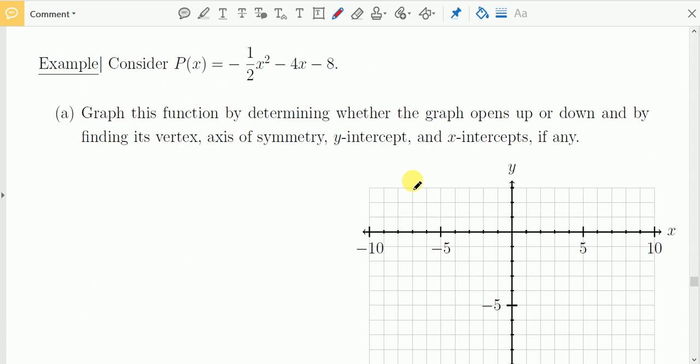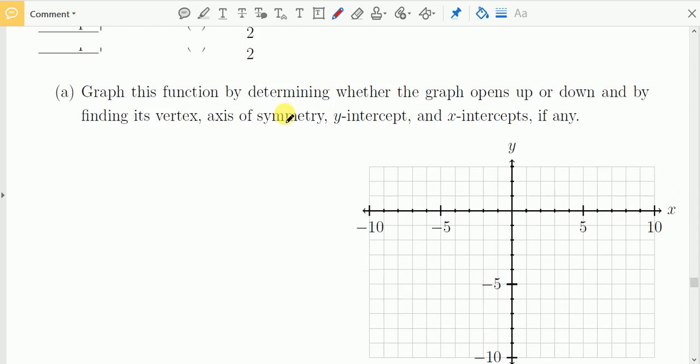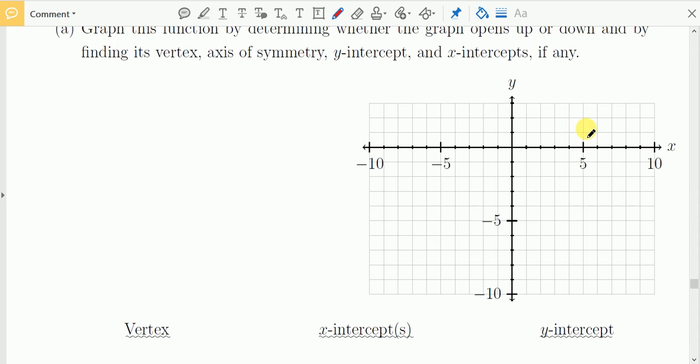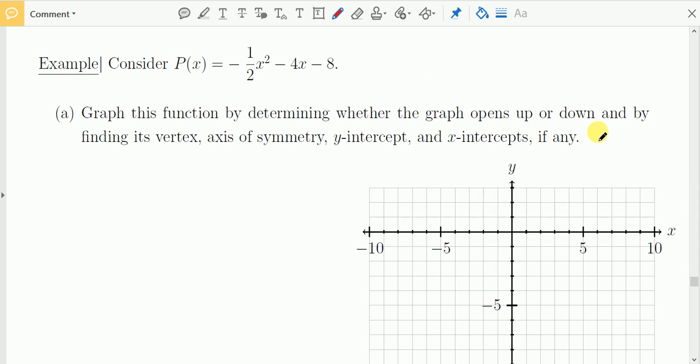Okay, now consider this equation. Part A is to graph the quadratic function by determining whether the graph opens up or down, and by finding its vertex, axis of symmetry, y-intercept and x-intercept if any. So from here, you know that a is the number in front of the x squared term, so a equals minus 1/2, which is less than 0. If it is less than 0, you know that this opens downward, right? The parabola opens downward.